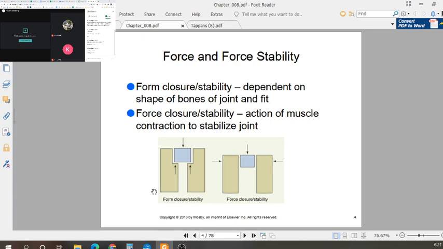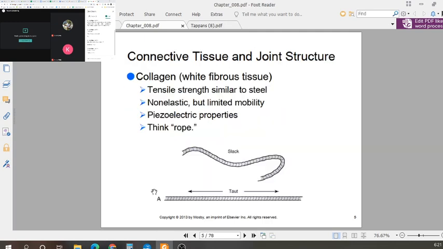There's a fibrous component of the matrix, and it has collagen and elastin, like we mentioned, in two-thirds and one-third proportions. Collagen is white fibrous tissue. You do need to know that. It's dense, fibrous white tissue, similar in strength to steel for its ability to withstand pressure, and it is there for stability of the joint. It does have piezoelectric properties, but it's going to have a ropey feel.